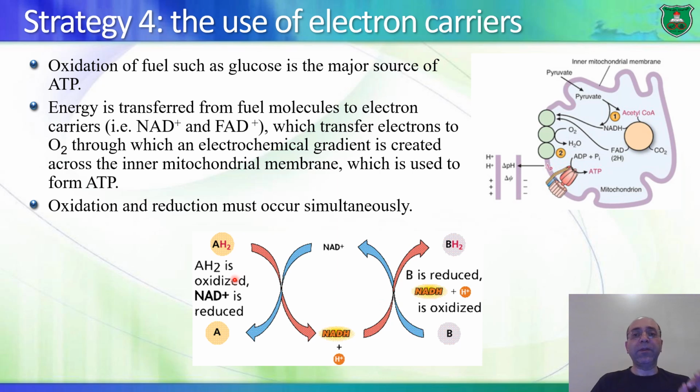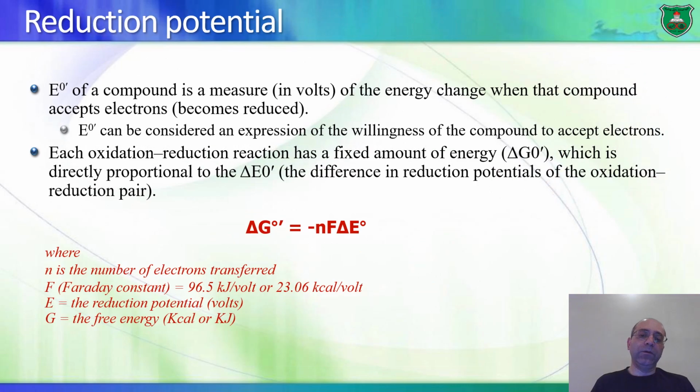So remember that whenever there is an oxidation reaction, there's also a reduction reaction. So every molecule has a reduction potential, meaning the willingness to accept electrons. Okay, and it is known as the E naught prime. Just like having G, there is also an E naught prime, which is measured in volts. It is the energy change when a compound accepts electrons.